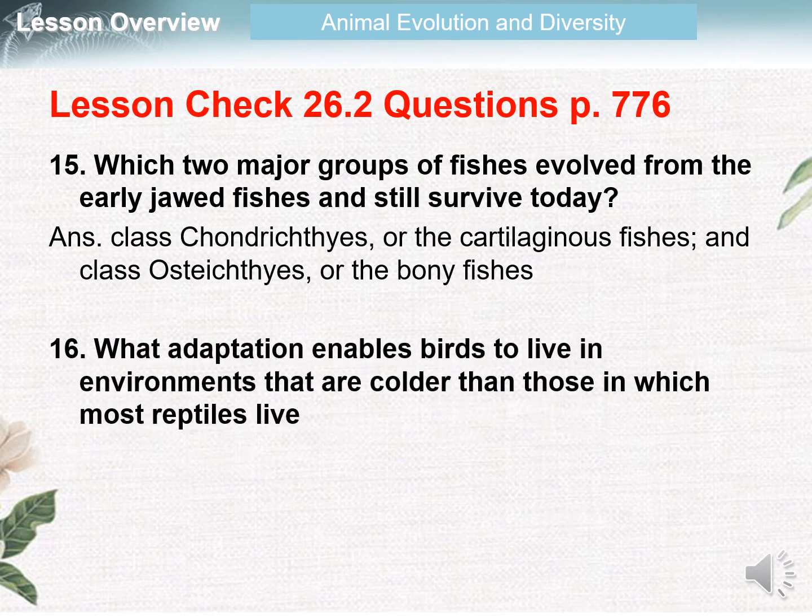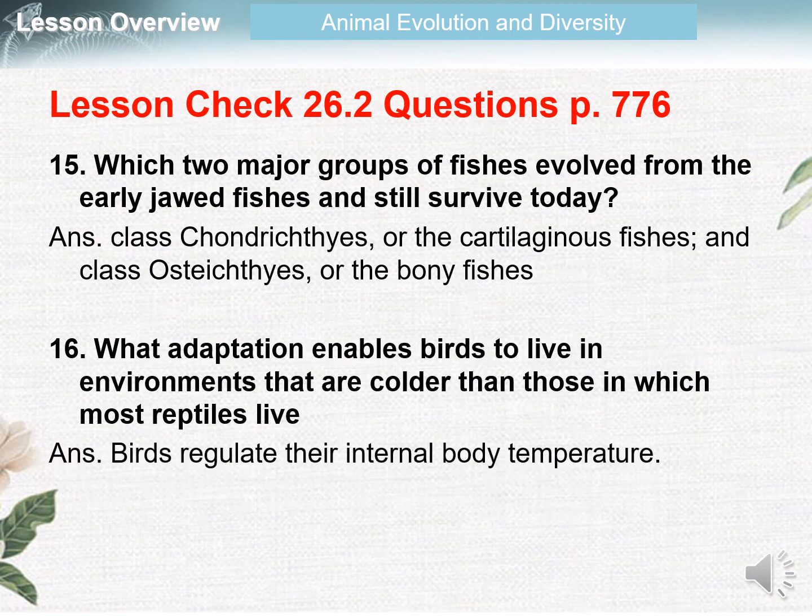Number 16. What adaptation enables birds to live in environments that are colder than those in which most reptiles live? The answer is that birds regulate their internal body temperature.